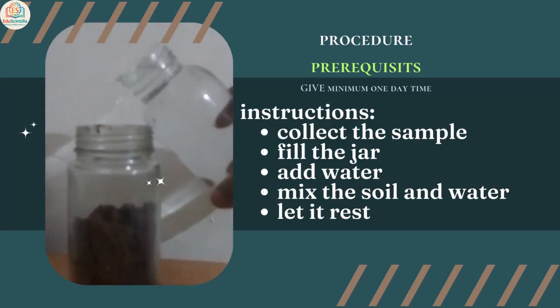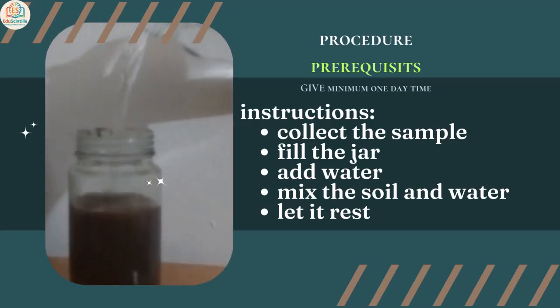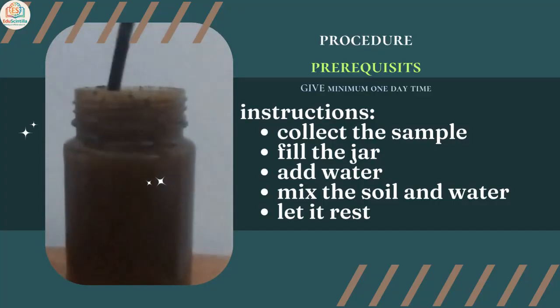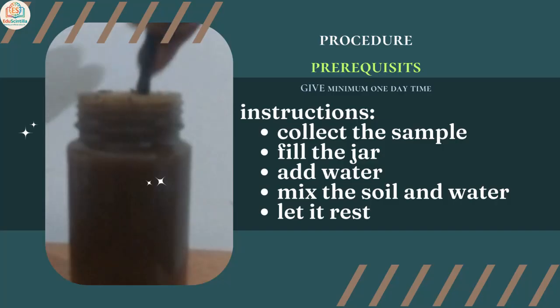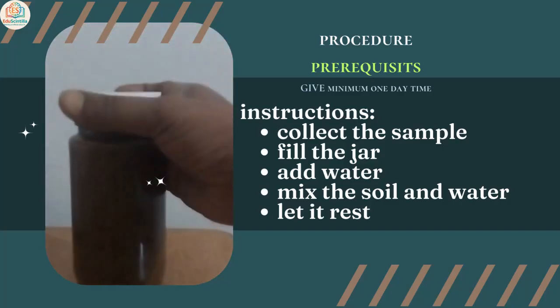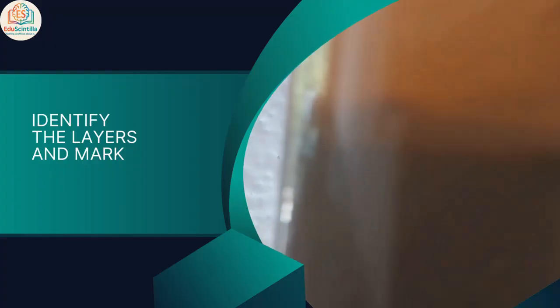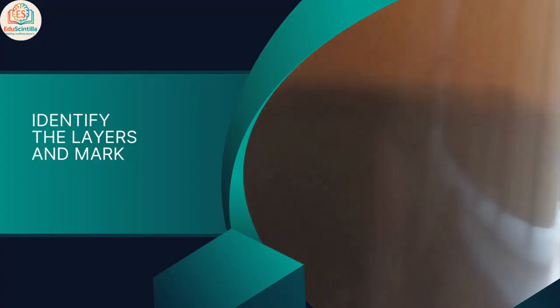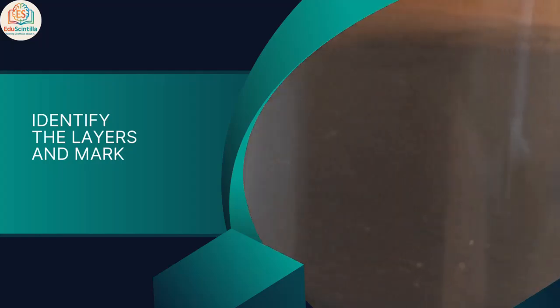The next step is to fill a jar halfway with soil and add water up to three-fourths of the jar. Stir it well with a stick and let it rest for a while, say around a day. After it is kept to rest, almost 3 layers can be seen in the collected sample soil. The bottom layer is sand, the second layer, that is the middle layer, is silt, and the top layer is clay. You can easily differentiate them by appearance.